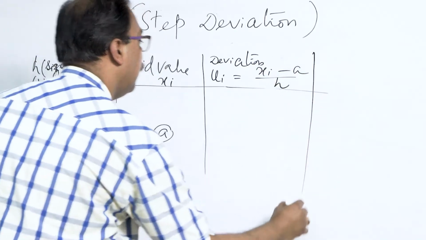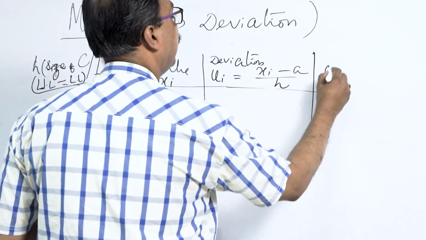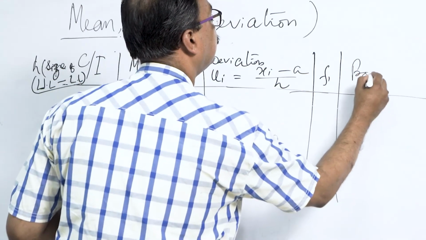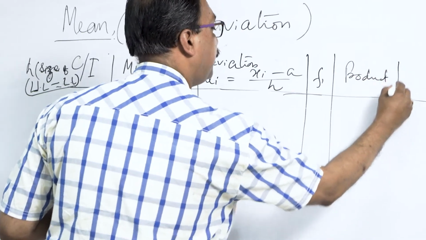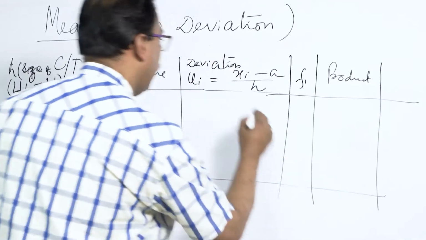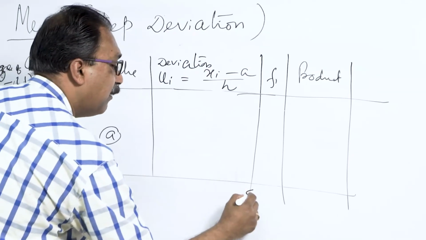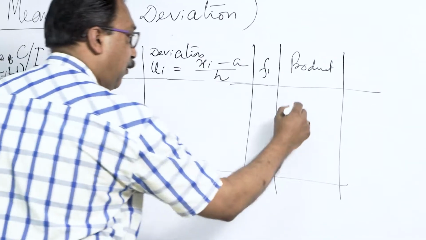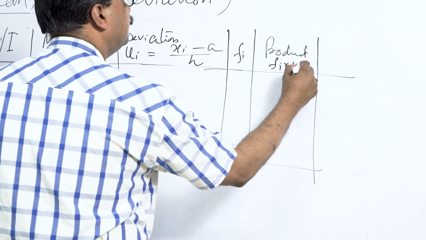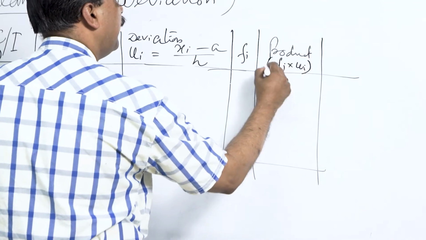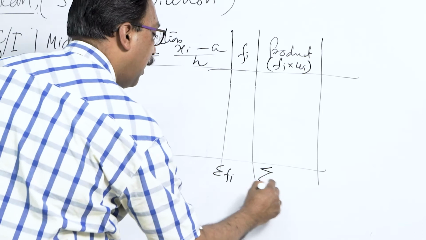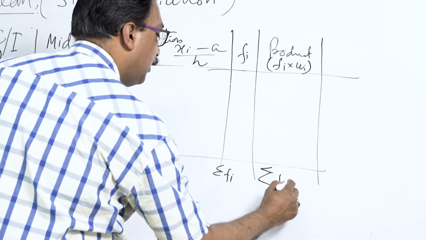Then after that you write the frequency fi. Then you make the product fi into ui. If I put a dot here, no problem, it has the same meaning as multiplication. Then you add all these, sigma fi, and you add all the products, sigma fi into ui.